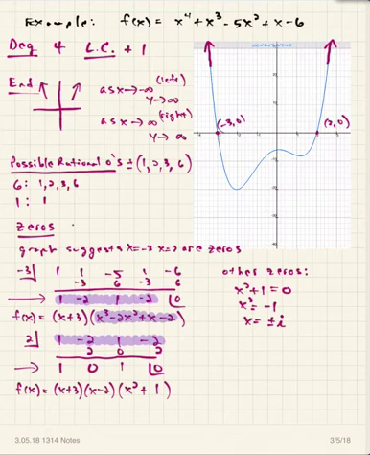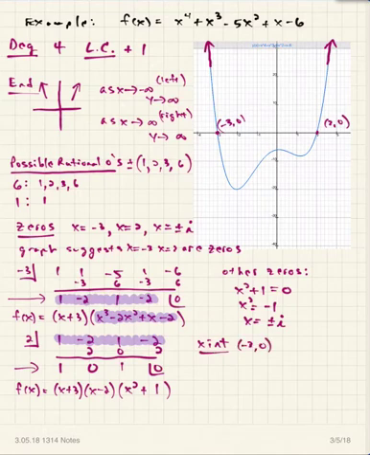So the zeros for this polynomial are at negative 3 and at 2 and finally at plus or minus i. And those are my 4 zeros. The x-intercepts, well, we got those from the graph and from the zeros, negative 3, 0, and 2, 0.